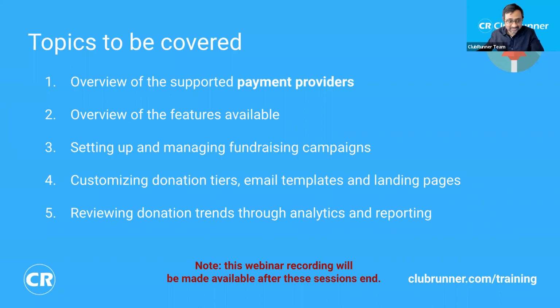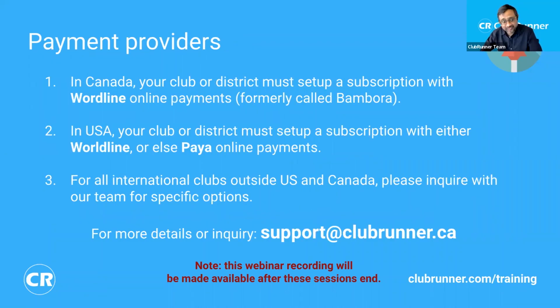So I'm going to get started right away with the payment providers. I just wanted to bring up this slide so that you have something to look at. In Canada, your club or district must set up a subscription with what's called Worldline Online Payments. This used to be called Bambora. In the US, your club or district must set up either with Worldline, what used to be called Bambora, or Paya Online Payments. And for international clubs outside the US and Canada, please inquire with us. For details, please email support@clubrunner.ca.